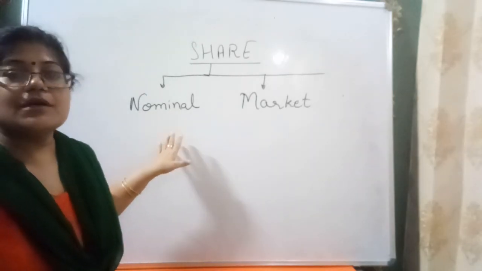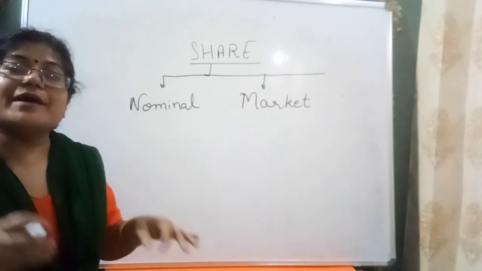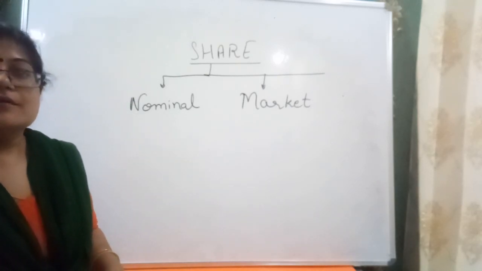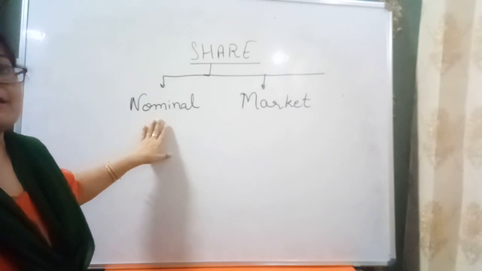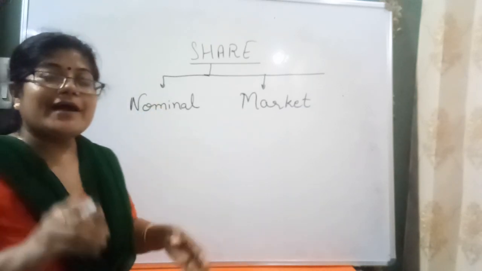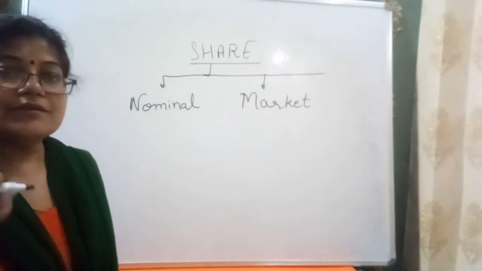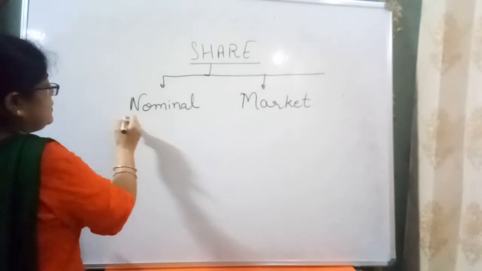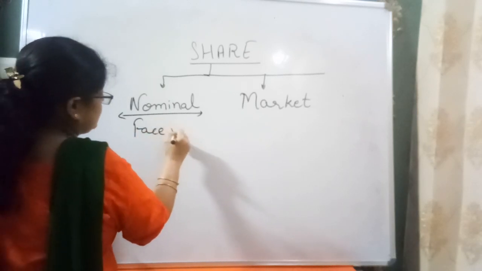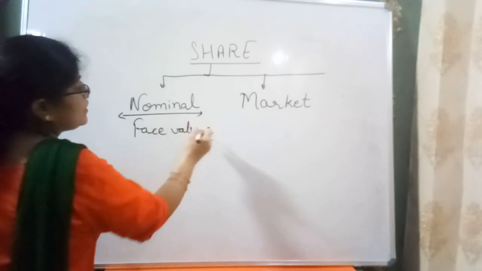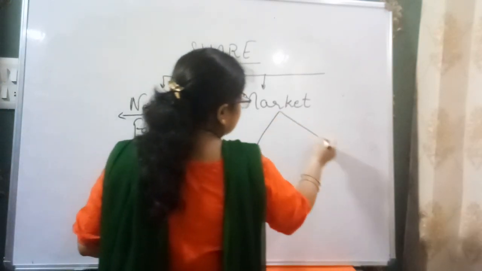Nominal value of the share is the price of the share which is announced by the company, okay, at the time of the allotment. Clear? That means the price at which the company announced its shareholders to buy that share. And this is also known as face value of the share. Now what is the market value? Market value is of two types.